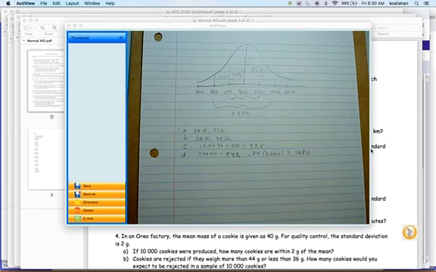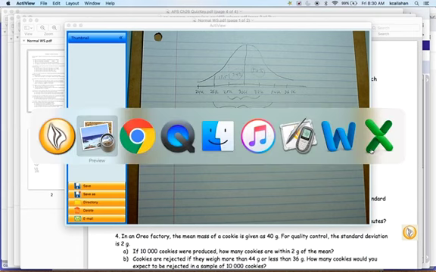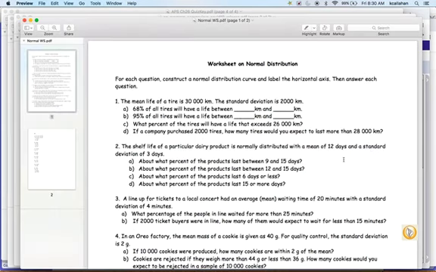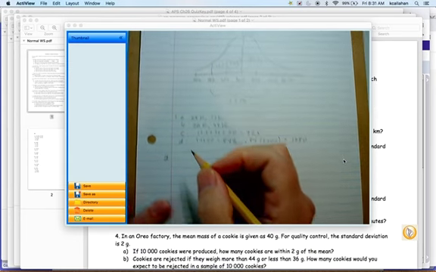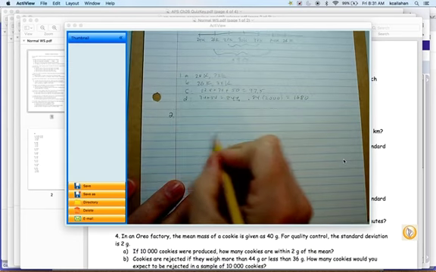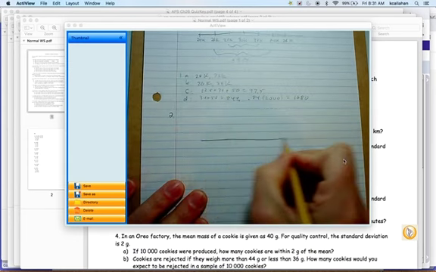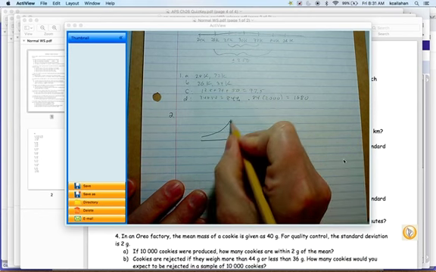2. The shelf life of a particular dairy product is normally distributed with a mean of 12 and a standard deviation of 3. Okay, let's draw a picture. This was number 1. Number 2. 12 and 3. So again, you start by drawing yourself a picture. Make yourself a nice bell curve.